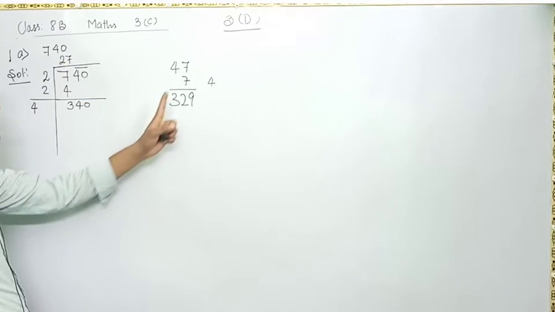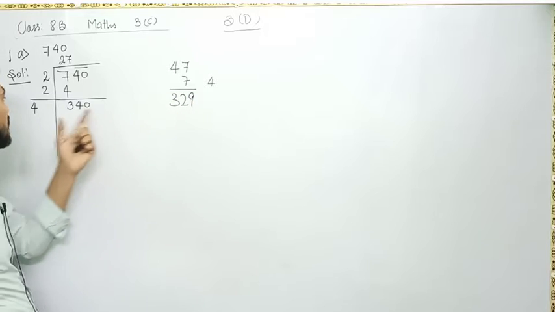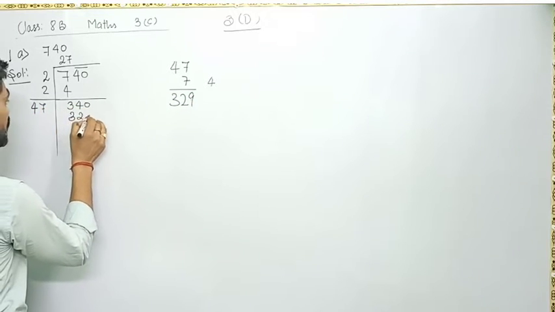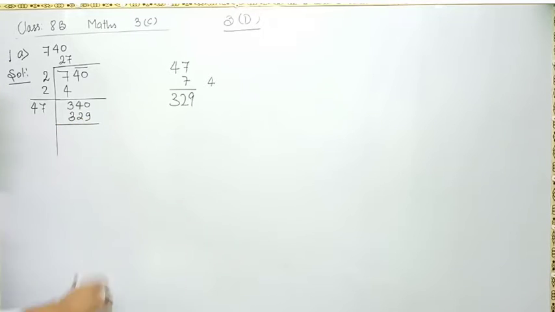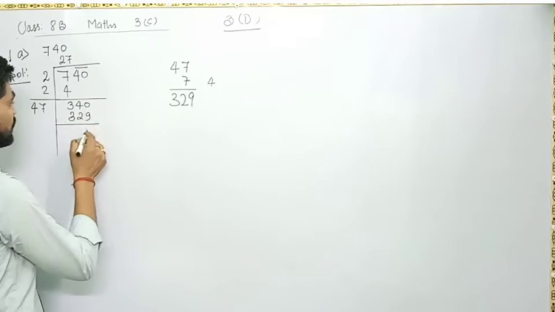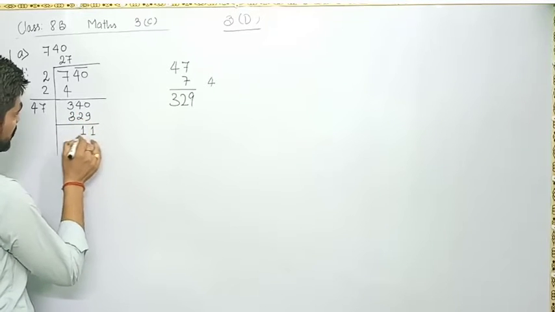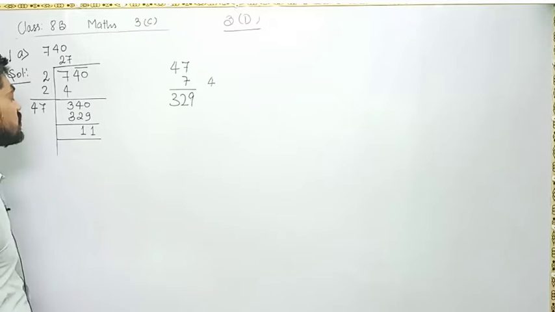How did I get 7? By simple consideration. You have to think which number can be there. 329. When you do many practices, you will be sure. Subtract 10 minus 9, 1, and 3 minus 2, 1. So what remainder did you get, my dear children?